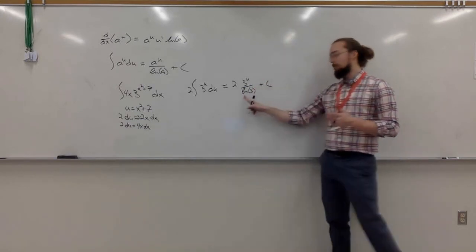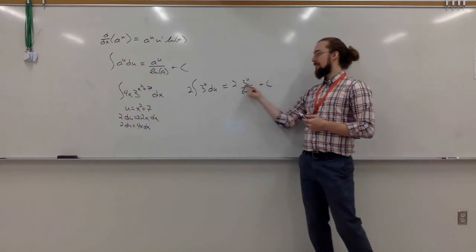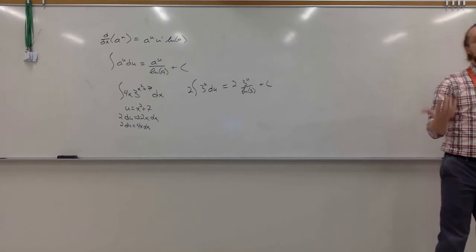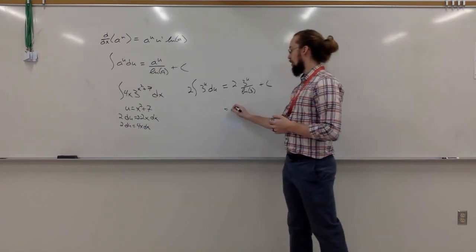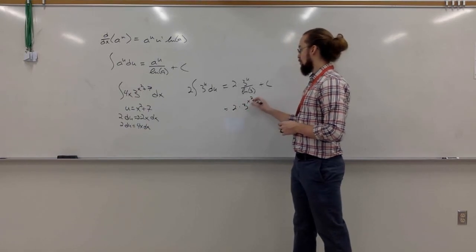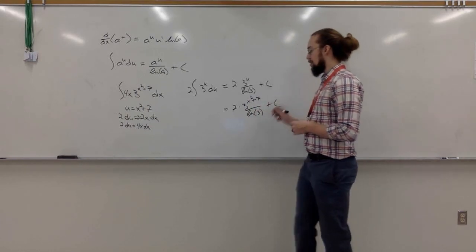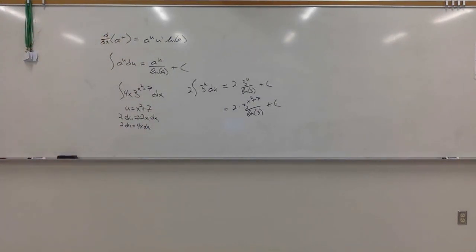This is the part that gets tricky that a lot of people forget. If the base is not e, we have to divide by the natural log of the base when we're taking the antiderivative. So the final part will be plugging my u back in. So 2 times 3 to the x squared plus 7 over the natural log of 3 plus c. Alright? A few problems for you to do for homework.